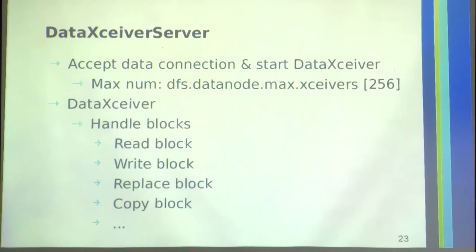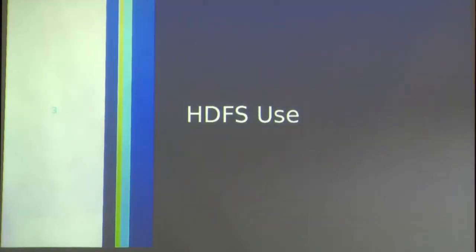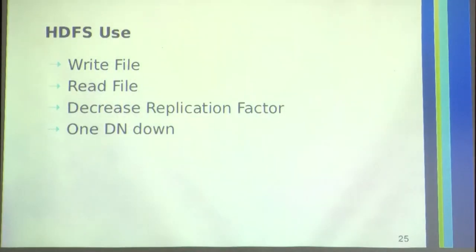The transceiver in particular accepts connections, and there's some parameter on the maximum number it can handle, but it handles the reading and the writing and the replacing of blocks, right? So there's a process just for getting blocks from other data nodes or from the name node or the client or whatever. So a little bit more specifically, let's look at writing files, reading files, changing the replication factor and so on, right?